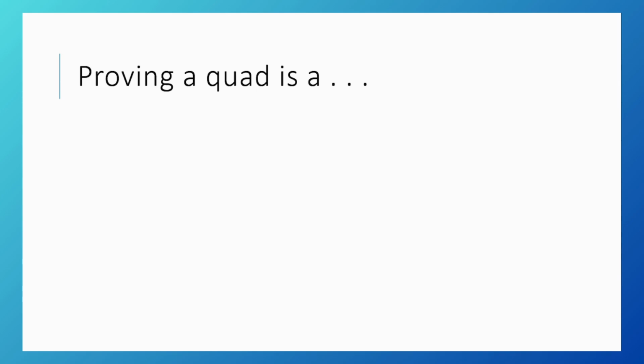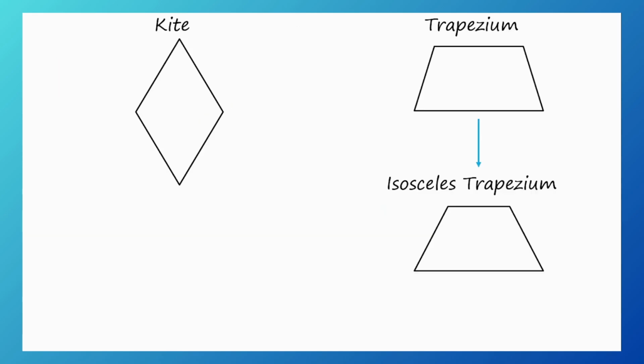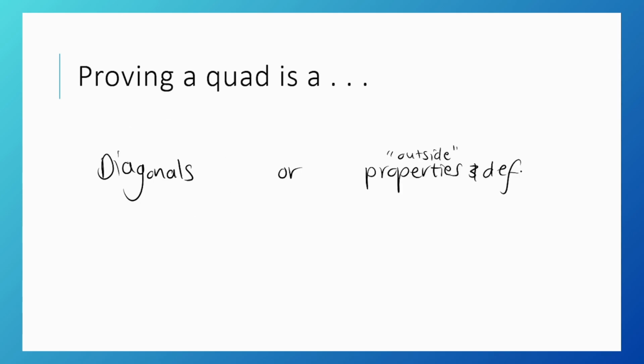But if they give you a quad, you need to be able to prove all your main quads, right? So you need to be able to prove a parallelogram, a rhombus, a rectangle, a square, as well as a kite, maybe a trapezium or more like an isosceles trapezium. But yeah, you need to know all of these main quads and what their special qualities are, what makes them what they are. So we're going to look at this in two ways. You can either look at the properties of their diagonals, or you can look at what I like to call their outside properties. So that is what comes from the definition of the shape. So that is now the sides and the angles and that type of thing.